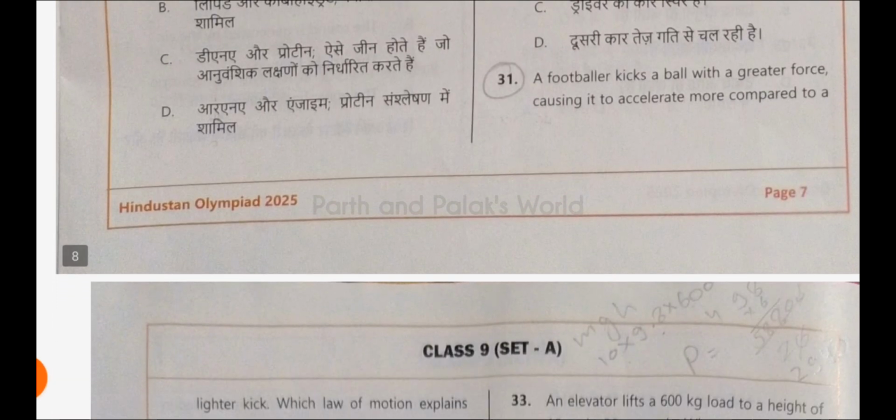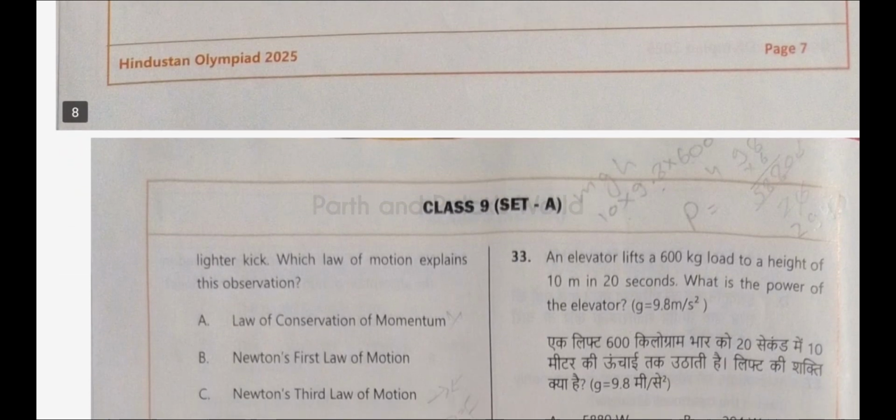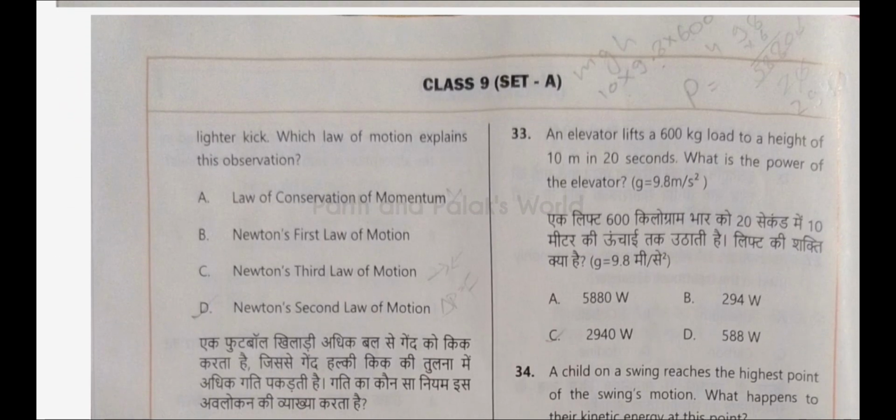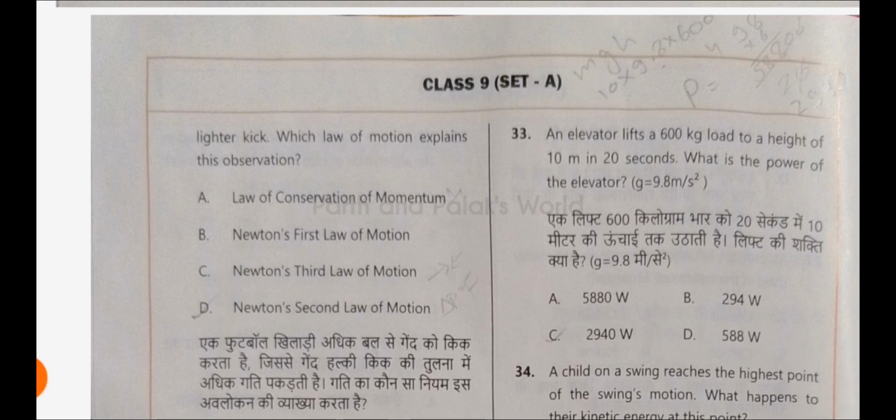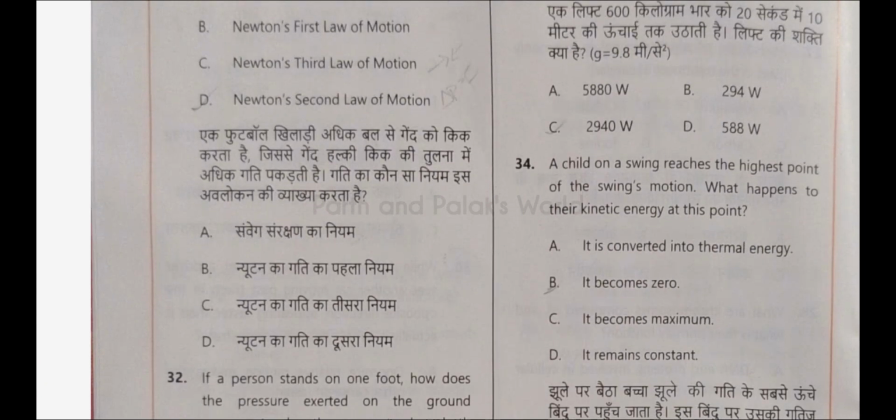Question number 31. A footballer kicks a ball with a great force, causing it to accelerate more compared to a lighter kick. Which law of motion explains this observation? So the correct answer of this question would be option D, that is Newton's second law of motion. As we move forward to question number 32.